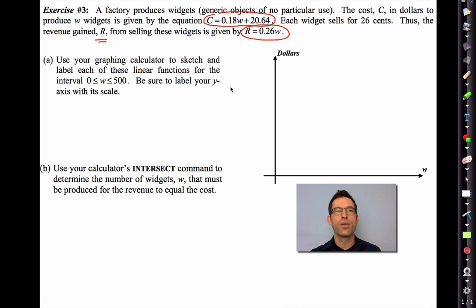0.26W. Letter A says, use your graphing calculator to sketch and label each of these linear functions for the interval 0 less than or equal to W less than or equal to 500. Be sure to label your y-axis with its scale. Now, what we're going to have to do is put one of these into y1, and that'll probably be my first one, 0.18x plus 20.64. We'll bring open the calculator in a second. And one of them in y2, 0.26x. So let's open up our calculator now.